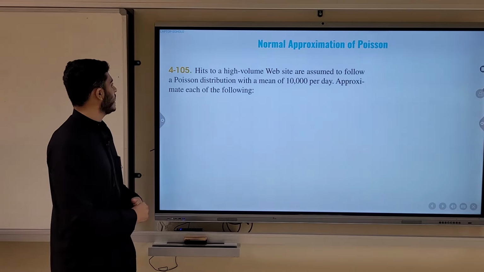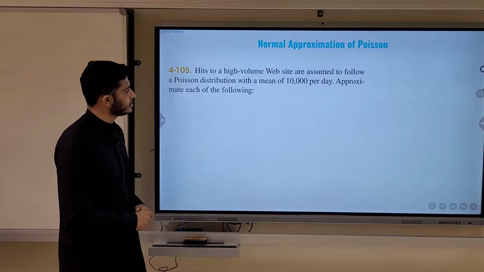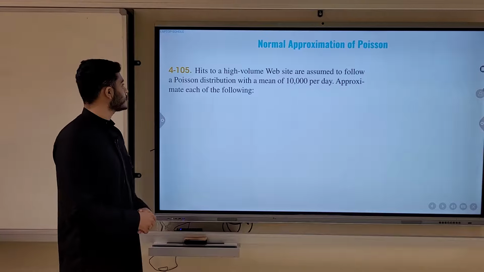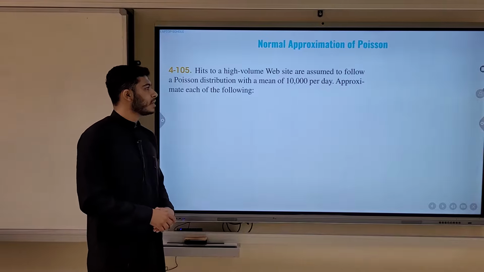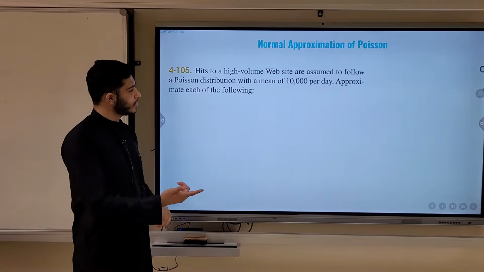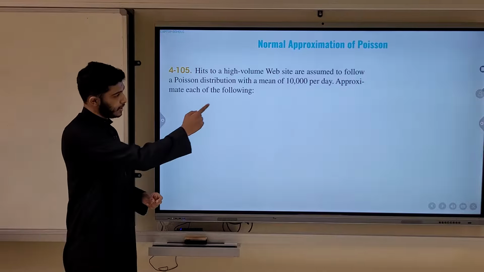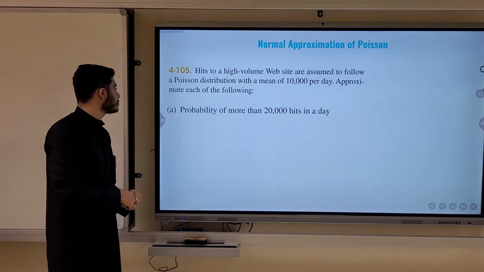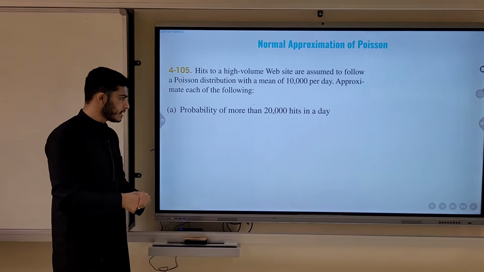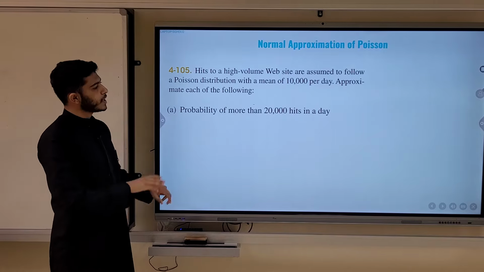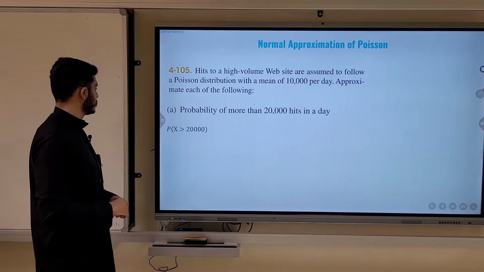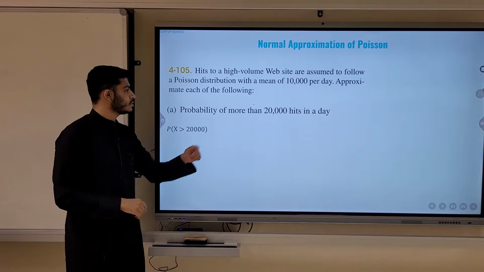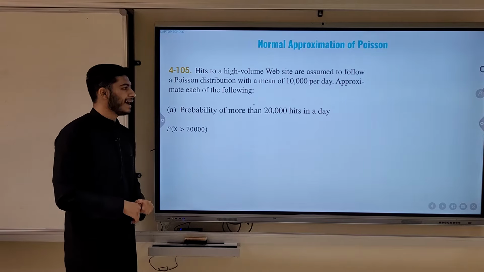The question says, hits to a high volume website are assumed to follow a Poisson distribution with mean of 10,000 per day, 10,000 hits per day. Approximate each of the following. Okay, let's see the first part of the question. Probability of more than 20,000 hits a day. So we need to evaluate this expression here, where we have probability of x greater than 20,000, more than 20,000 hits in a day.